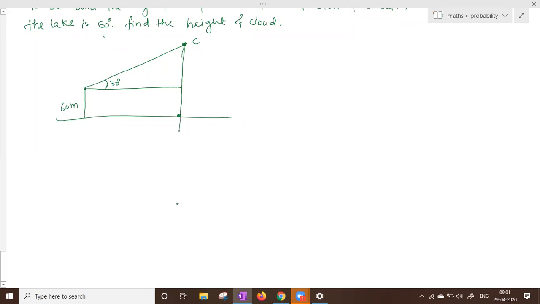So this is C dash, it is its reflection, which is on the same straight line, and the distance from the lake to the cloud and from the lake to the reflection is equal. So if you consider this as H, this will also be H. And then from here, the angle of depression is 60 degree from the point of observation.